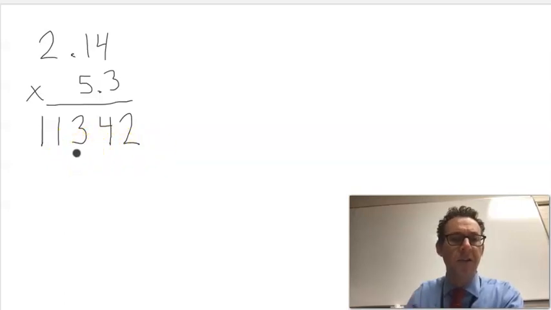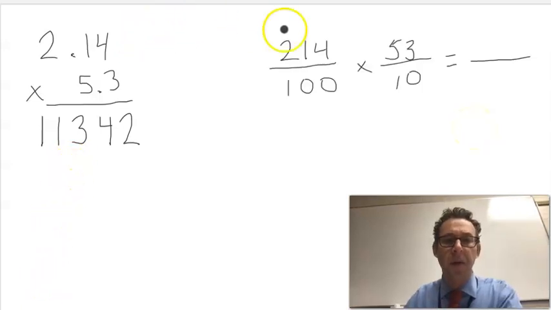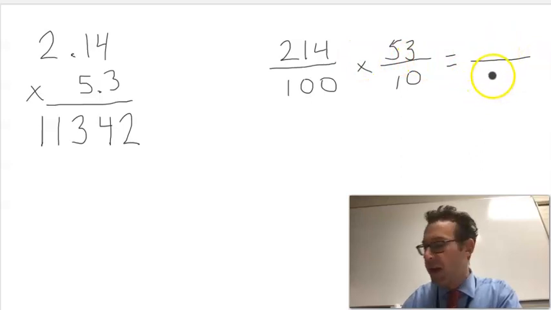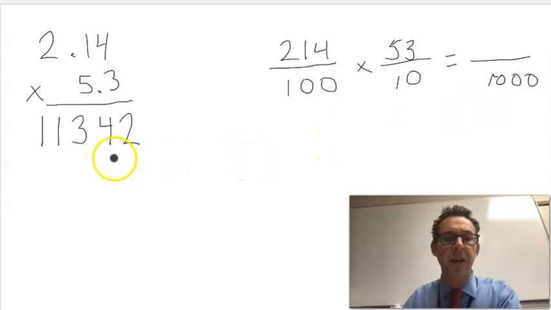Well, I have a strategy to make sure that you never forget. You could think of that problem as 214 hundredths and 53 tenths. And when you multiply fractions, we know to multiply the numerators and then multiply the denominators, and 100 times 10 is 1,000. So we know our answer has to be in the thousandths. So where's the thousandths place? It's right here. We have tenths, hundredths, and thousandths.